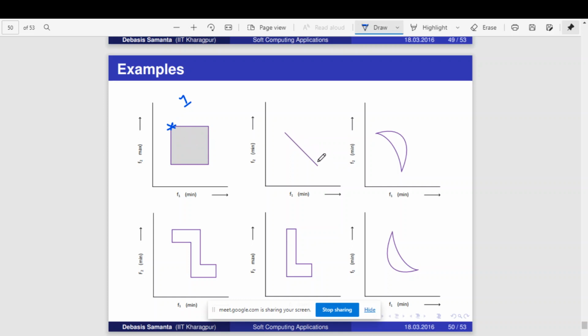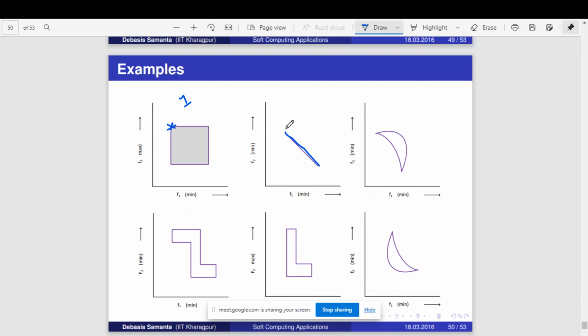Assume this is F1 minimize and F2 also minimize. Okay. Here, assume the function is like this. It is a straight line, but it's a slanting line. It's not a perfect straight line. So here, what is the Pareto optimal front? But Pareto optimal front is a line. So how will you specify the line? This entire line is a Pareto optimal front. Are you getting?